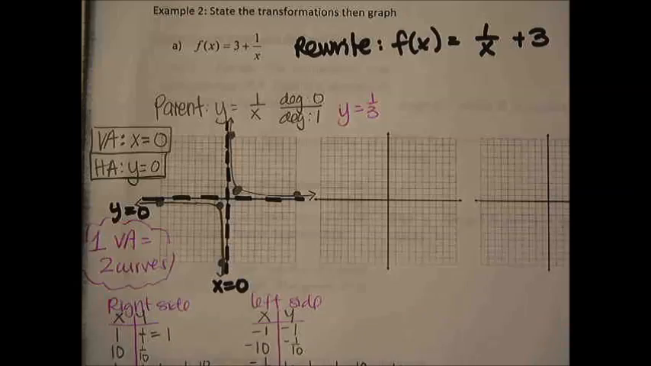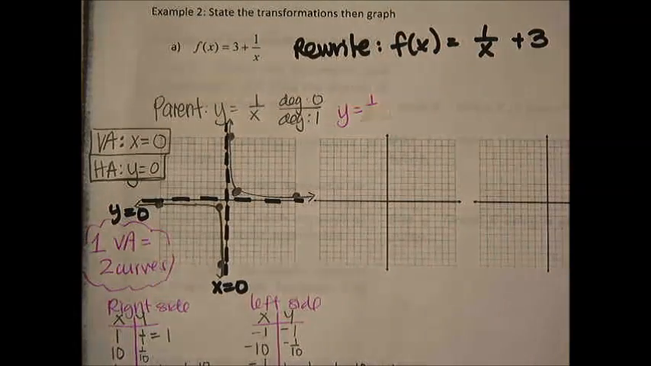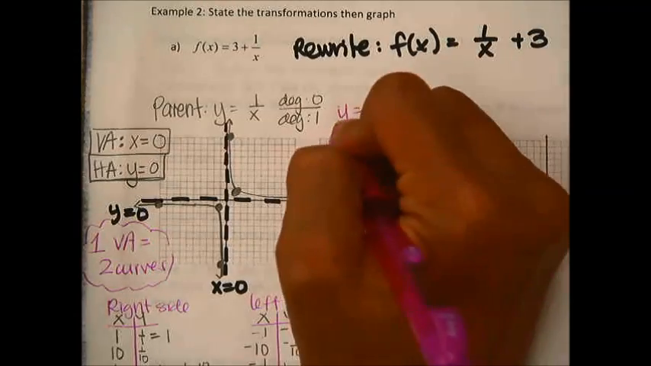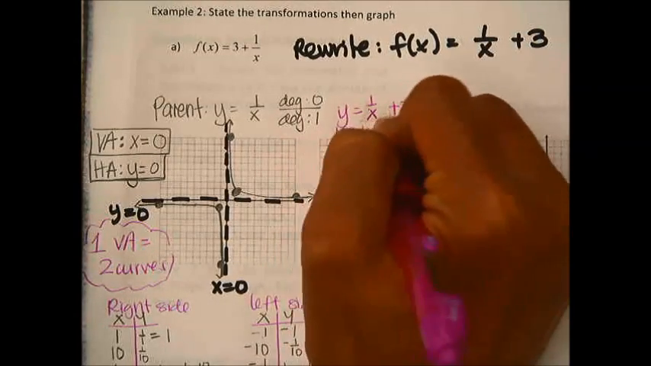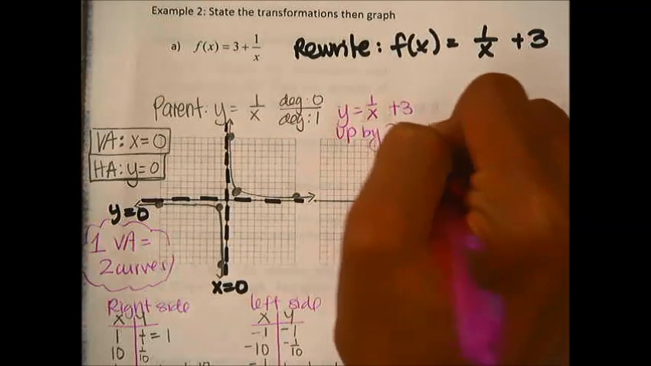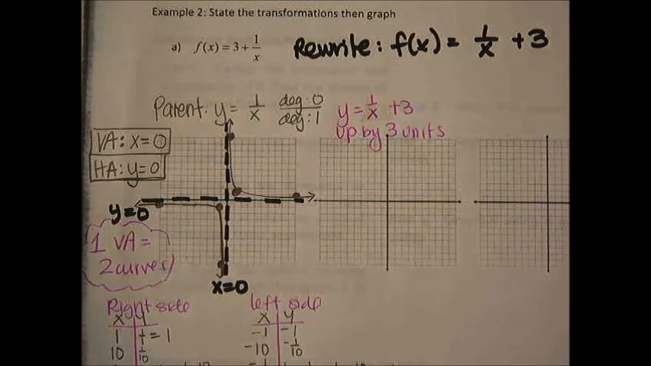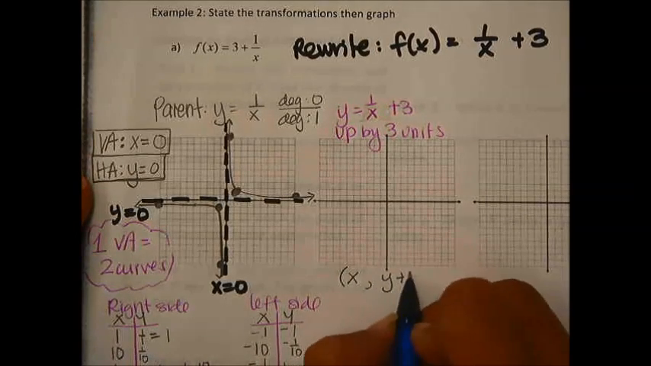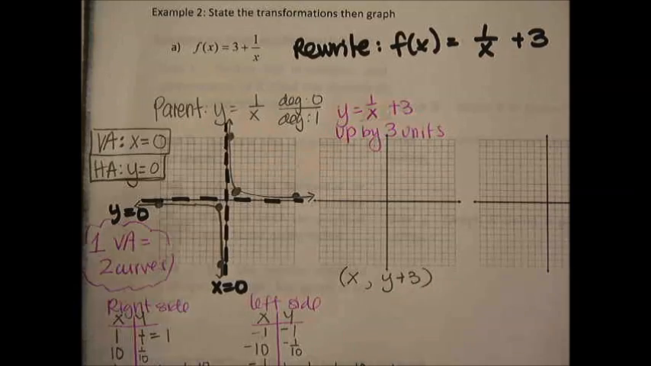Alright, here we go. Here's a whiter. y equals 1 over x plus 3. And this is state the transformation. So this is up by 3 units. When you go up by 3 units, everything is going to move. So what that means is that your x values will stay exactly the same, but the y value will add 3. This is what it means by up by 3 units.